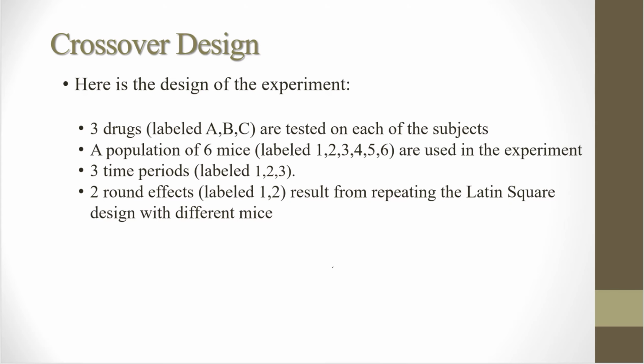So here's the design of the experiment. You have 3 drugs labeled A, B, and C, tested on each of the subjects, a population of 6 mice labeled 1 through 6, 3 time periods labeled 1 through 3, and 2 round effects labeled 1 and 2 that result from repeating the Latin square design.